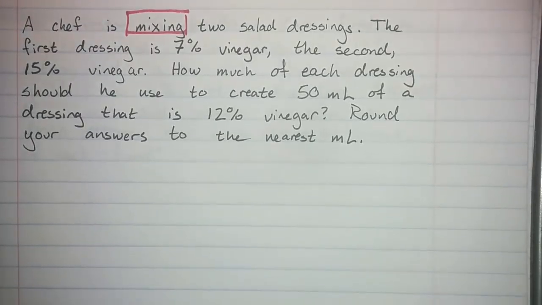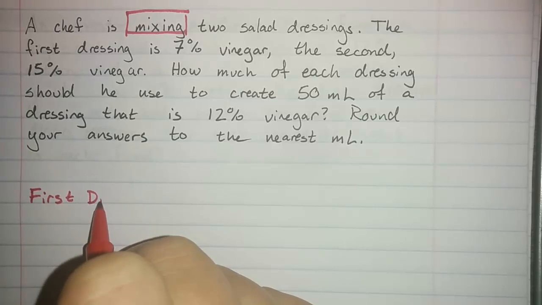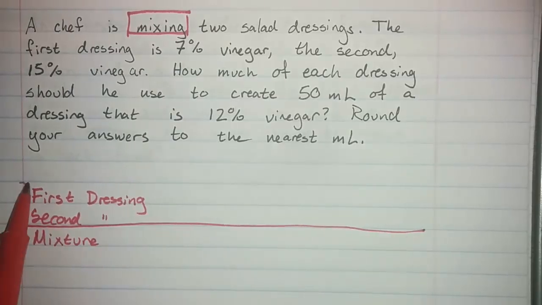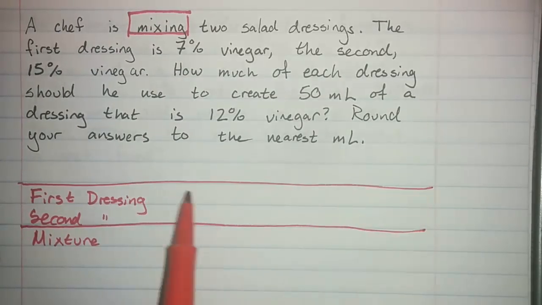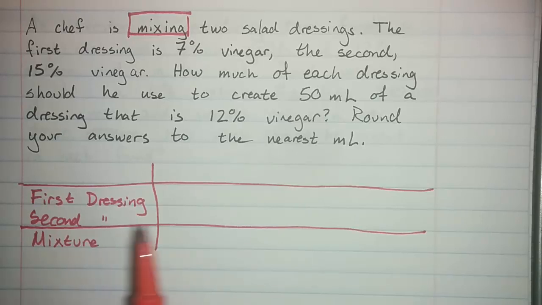All right, so there's a bunch of information here, but it all has a lot of stuff in common. I have information about the first dressing, the second dressing, and the mixture. And I have kind of all the same sort of information. And when that happens, I want to make a table. I'll be honest with you, I tend to reach for tables at the drop of a hat, because I notice that this information has something in common.